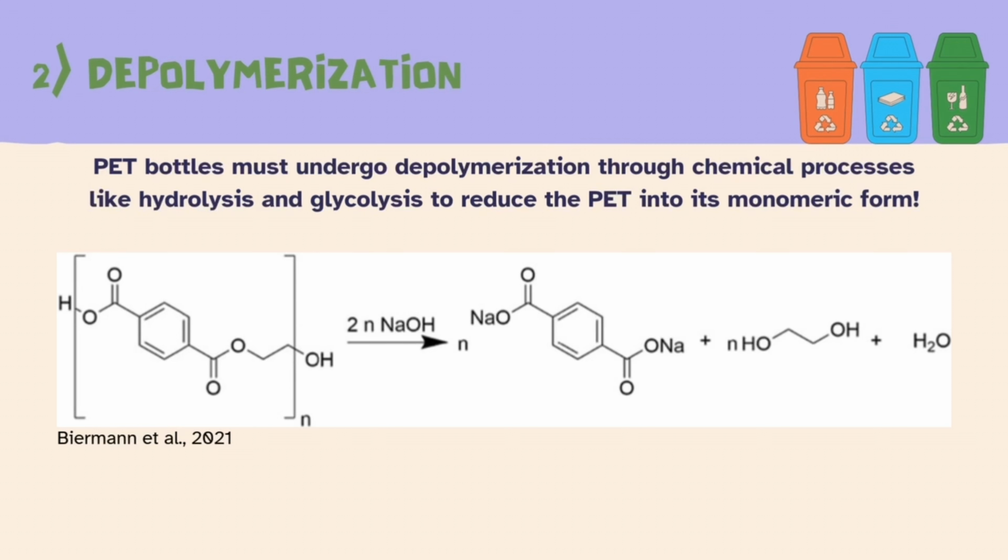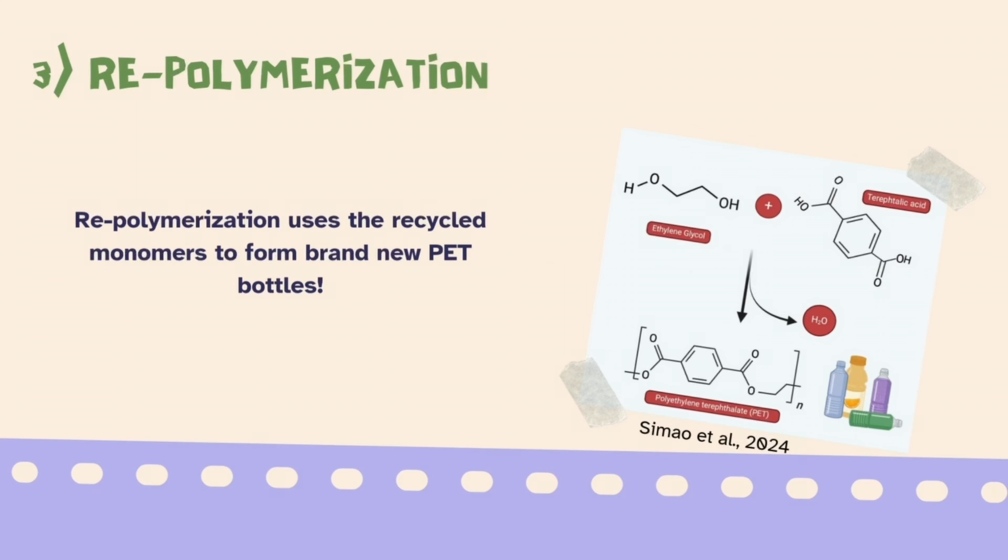PET bottles then undergo depolymerization, where chemical processes like hydrolysis or glycolysis break the strong ester bonds, reducing PET back into its original monomeric units for purification and reuse. Once purified, these monomers are repolymerized through condensation reactions, allowing them to form brand new PET bottles with the same strength and quality as virgin plastic, closing the recycling loop.